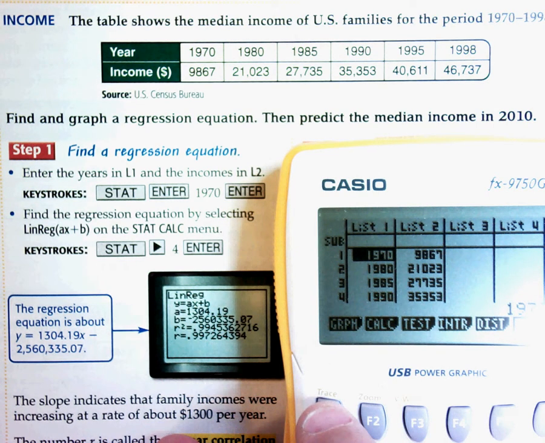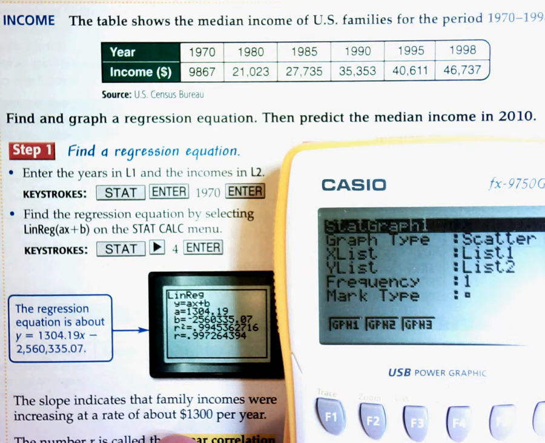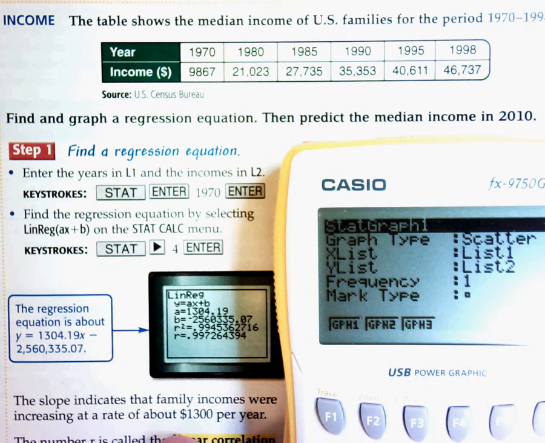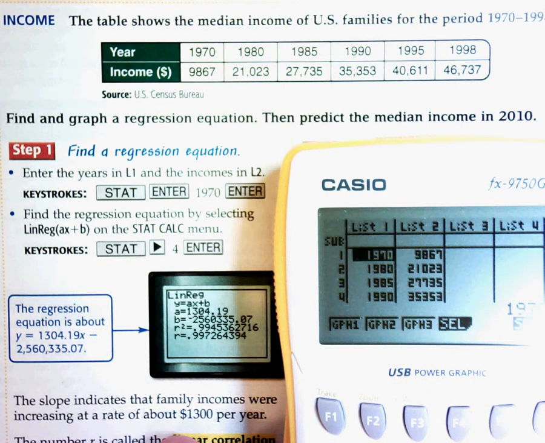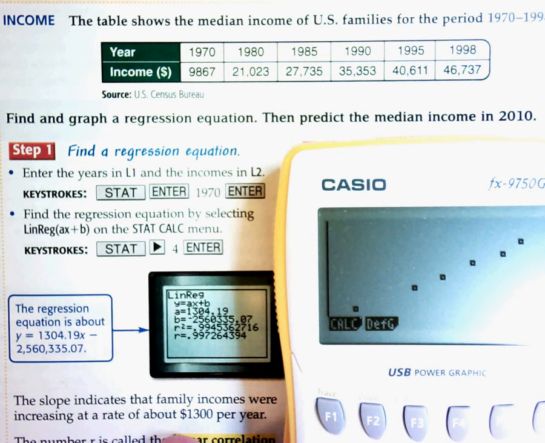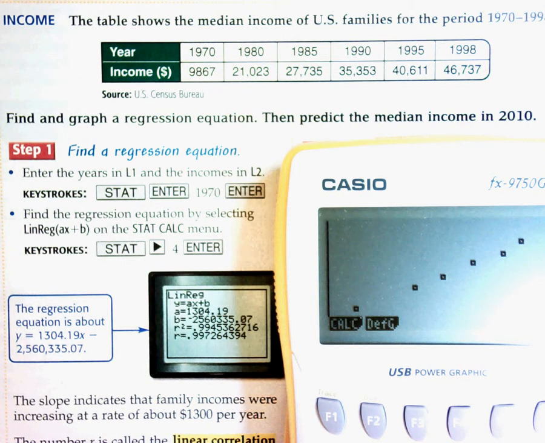Well, let's graph this. I hit graph, and I hit set, and it tells me I'm going to make a scatter plot. List 1's my x value, list 2's my y values, frequency is just 1 for each one, and I have it all down there. And then I can say which graph I want that to be. I want that to be graph 1. Then I hit exit, and I hit F4 selected, and I draw it, and there's my scatter plot of all those points. It looks pretty linear as a straight line.